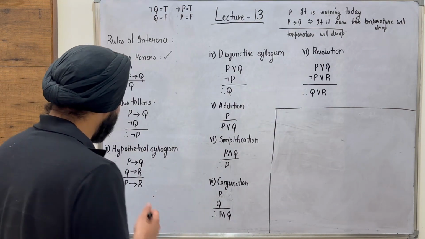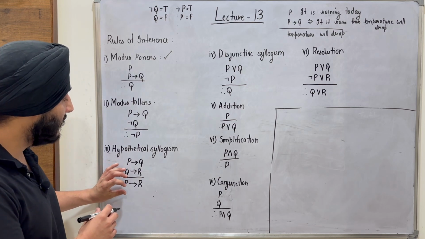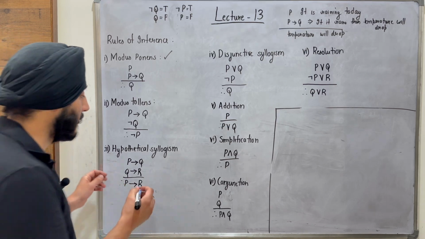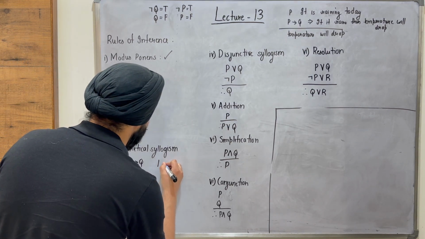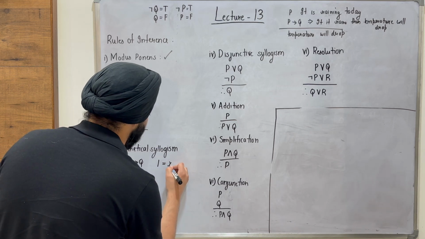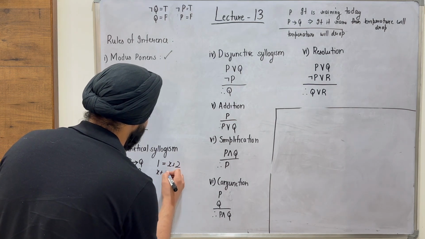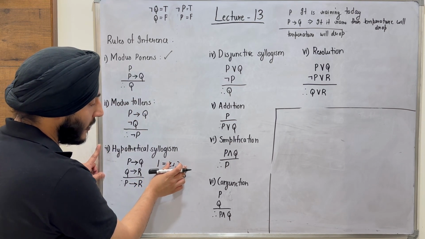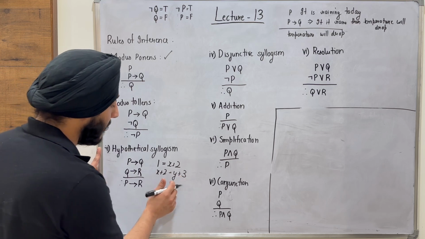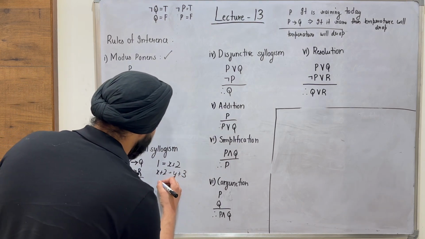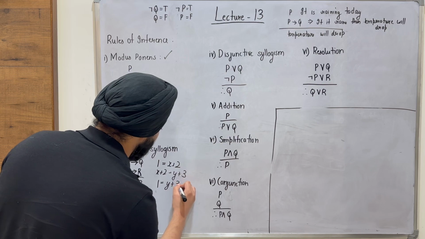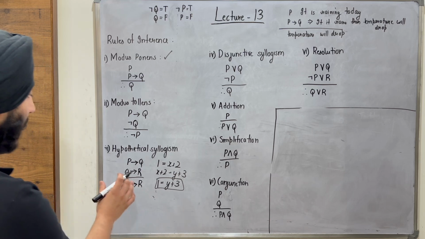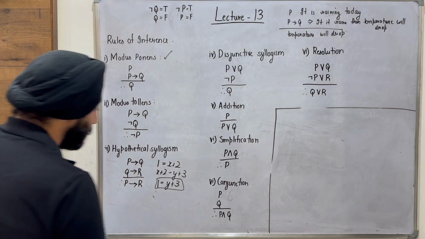Okay, hypothetical syllogism is another very easy rule to understand. What we can compare this rule to is simply an equation like this. If I say 1 equals x plus 2, and I say x plus 2 is equal to y plus 3, then the conclusion I can make is that 1 is also equal to y plus 3, right? I hope you're able to understand how this works. This is exactly like how the hypothetical syllogism works, right?